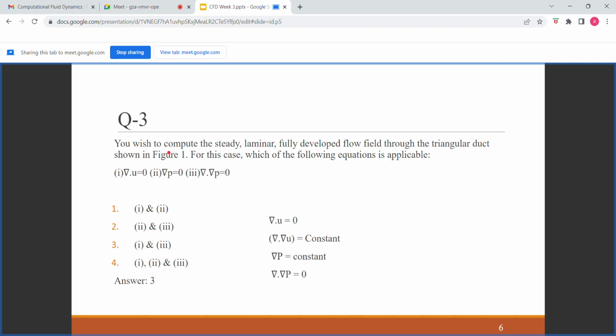And in question 3 also, steady laminar fully developed flow field through the triangular duct, which of the following equations were applicable. For this we have seen these are all the equations that are applicable for the flow through a steady laminar fully developed flow field through the triangular duct. From this it is observed that the option del dot u equal to 0 is correct. Del p equal to constant, it is not 0. Whereas del dot del p equal to 0. So 1 and 3 are correct, whereas 2 is wrong.